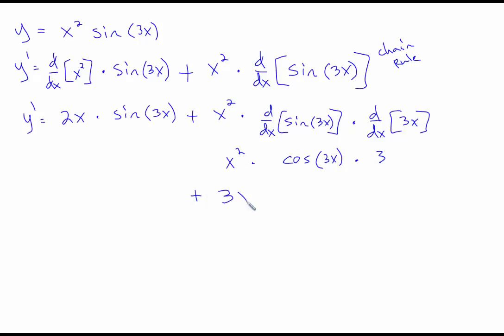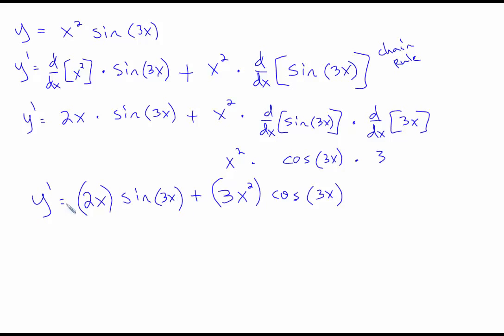3 times x squared is 3x squared. We're multiplying with cosine of 3x. Over here we have 2x times sine of 3x. And that is our derivative.